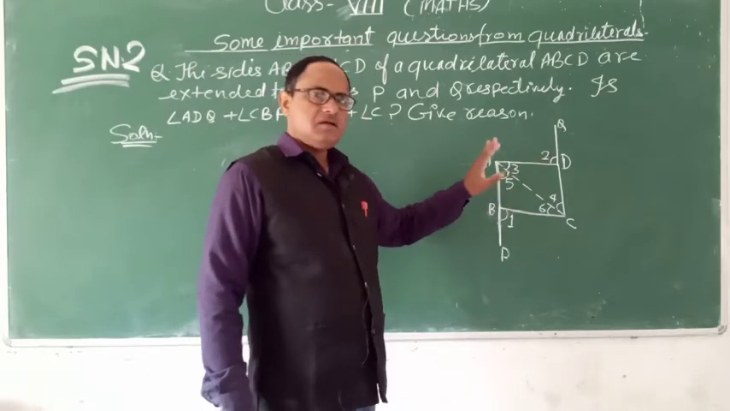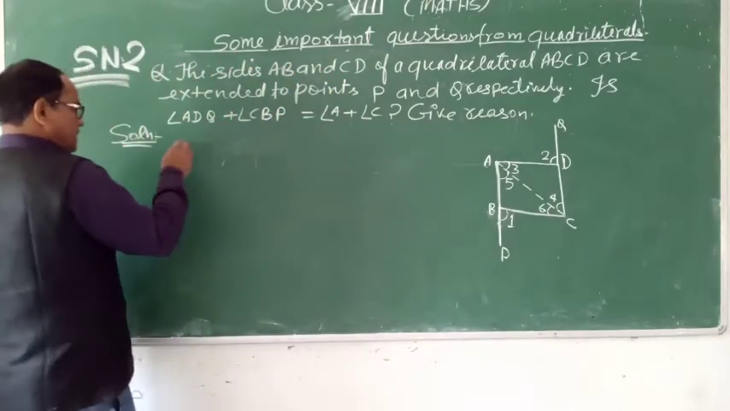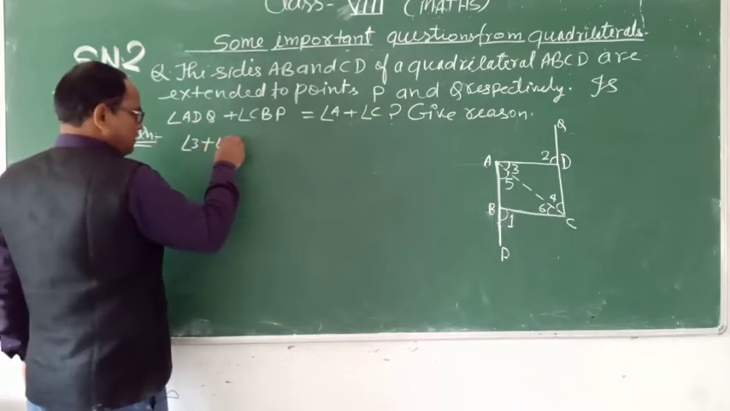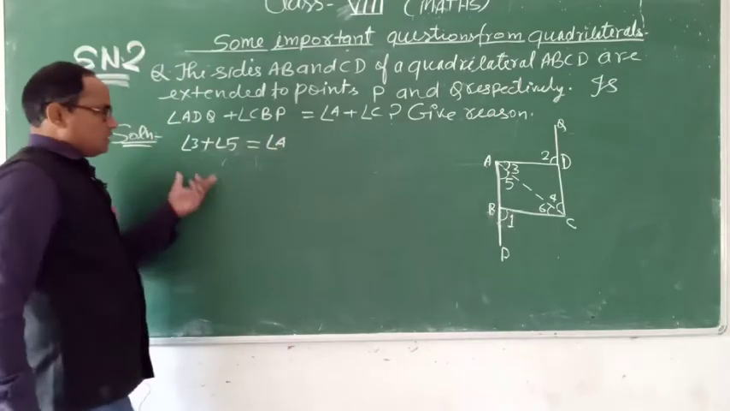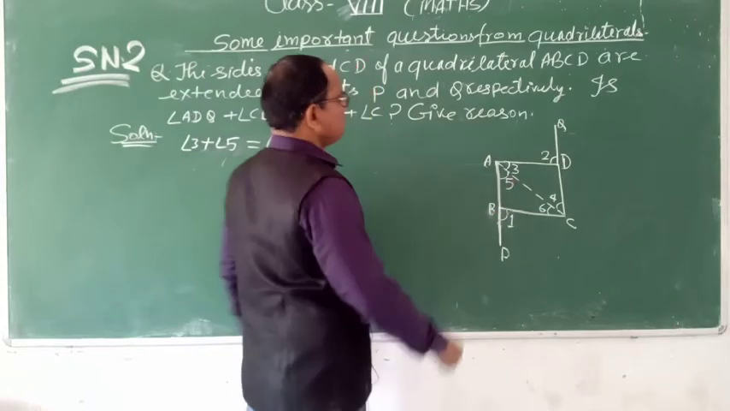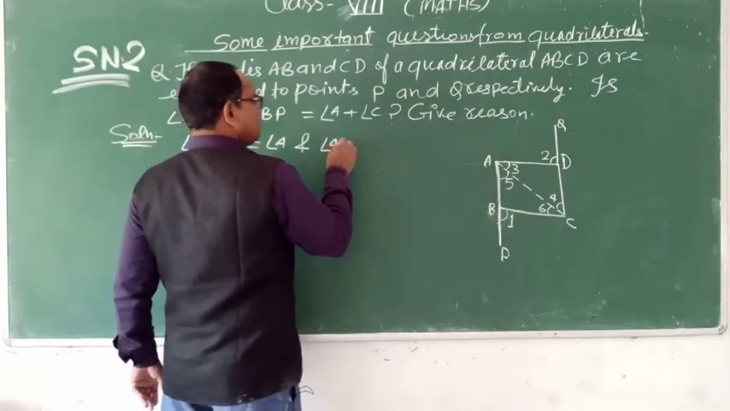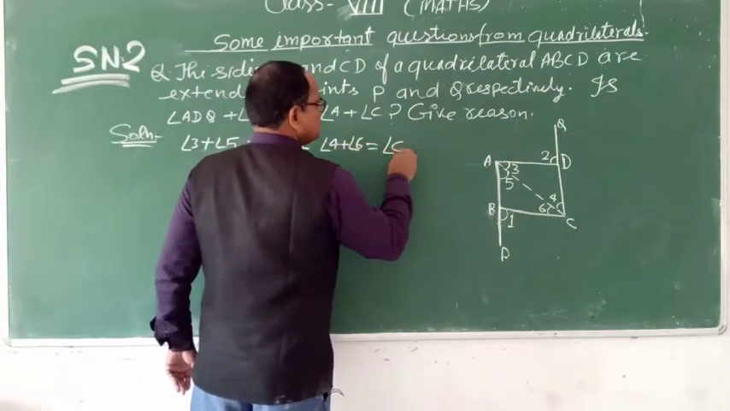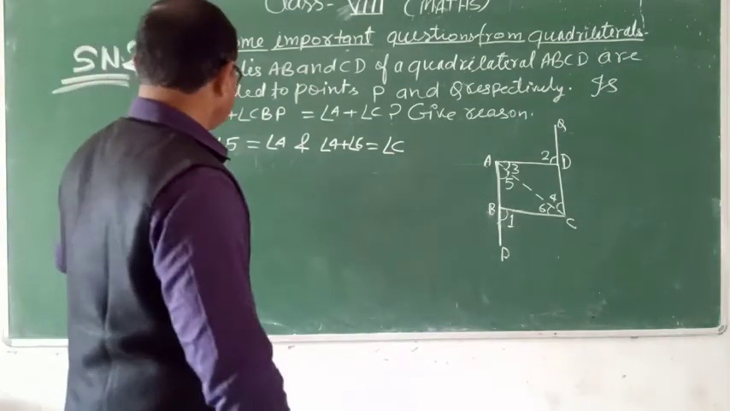Therefore, writing very easily, here angle 3 plus angle 5 is equal to angle A, and angle 4 plus angle 6 is equal to angle C. Okay, then?